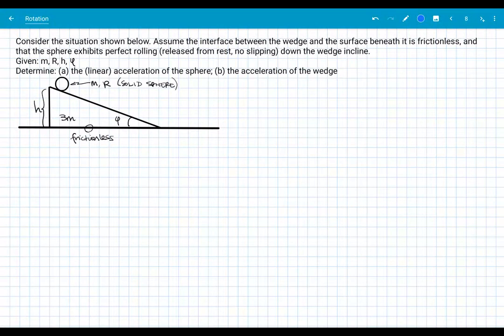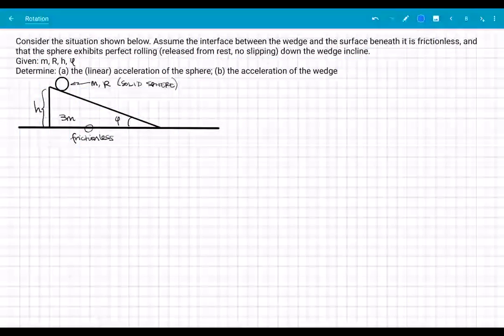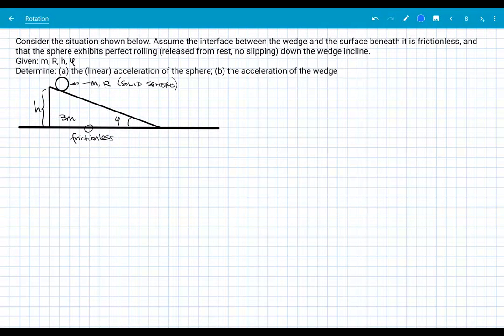All right, let's look at this situation. It's kind of a cool one. So what we have here is this wedge. The wedge-shaped object, you can consider it to be made of wood or something. I don't know, kind of picture it in your mind, that helps.